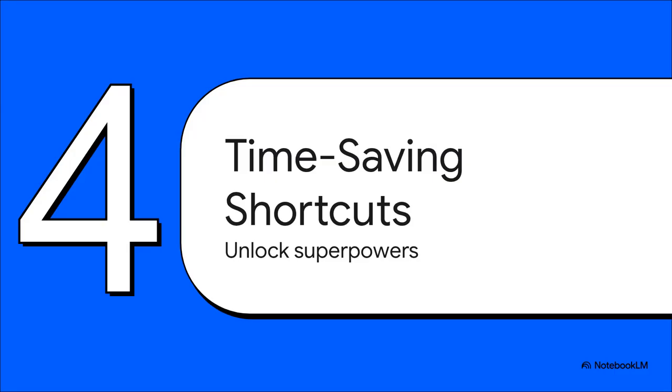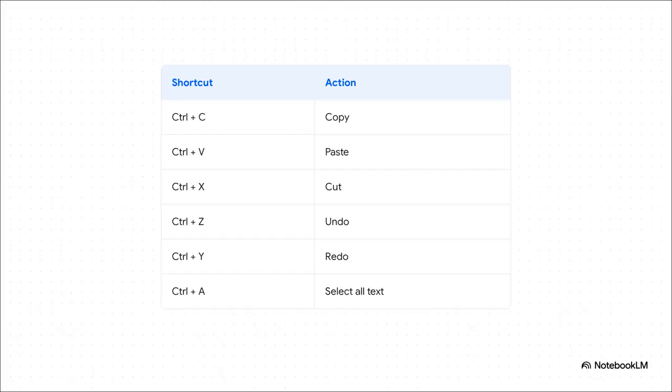Okay, here's where things get really fun. Section 4. Essential time-saving shortcuts. It is time to unlock your superpowers. These right here are your daily drivers for workflow speed. Let's be real, if you are still right-clicking to copy and paste, you are bleeding precious seconds every single time.